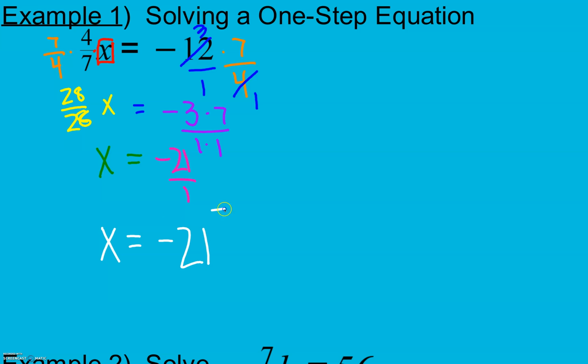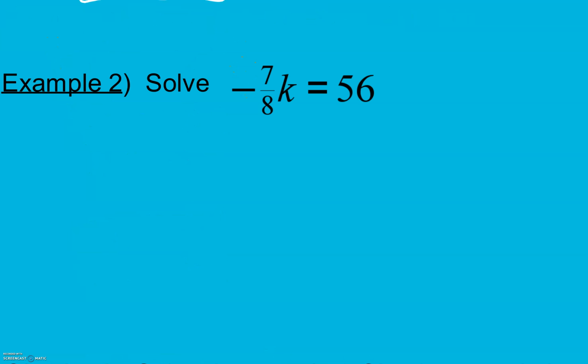So again, we saw that x was being multiplied by a fraction, so we got rid of it by multiplying by its reciprocal, its multiplicative inverse. We did that to both sides. On the left side, what that gave me is 7 times 4, 28 over 4 times 7, 28. And 28 over 28 is just 1x, which is perfect. Then, on the right side, I went ahead and simplified. In my numerator and denominator, I had a common 4, so I took those out, multiplied, reduced, and got x equals negative 21.